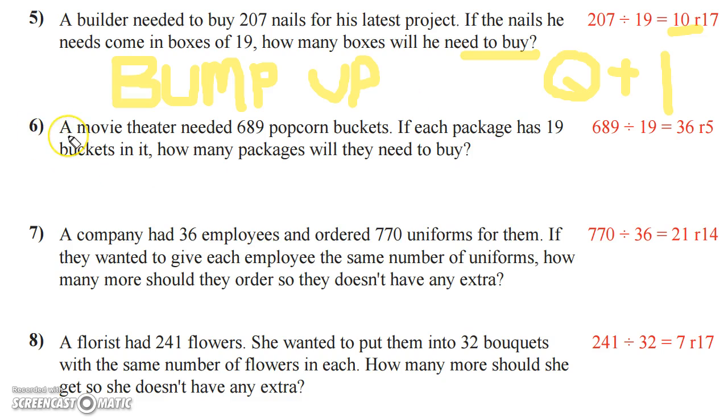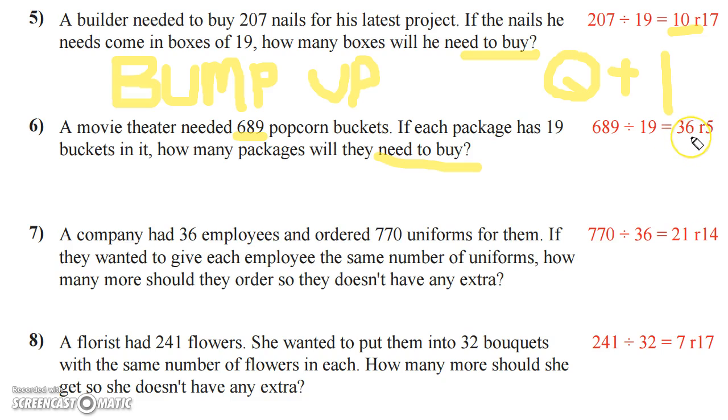Let's look at the next problem. A movie theater needed 689 popcorn buckets. If each package has 19 buckets in it, how many packages will they need to buy? Once again, you have something where you're buying, and you've got to have at least 689. So if you do your computation, you're going to come up with 689 divided by 19 equals 36, remainder 5.